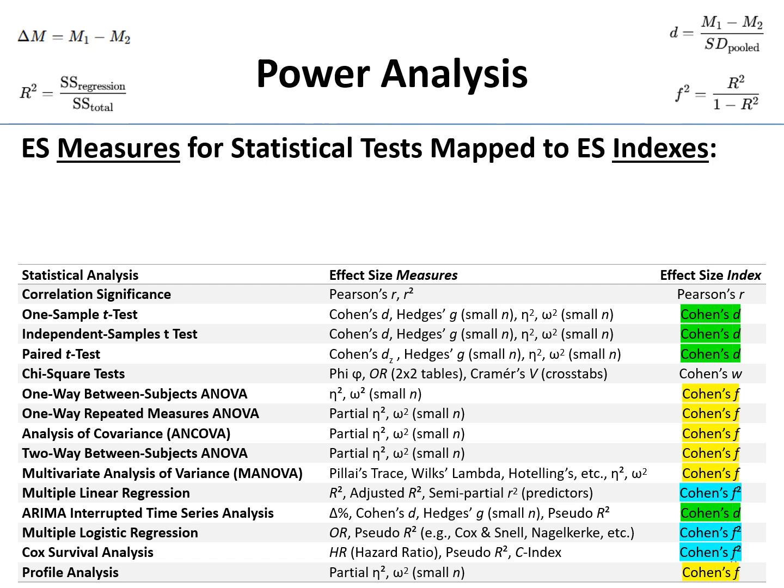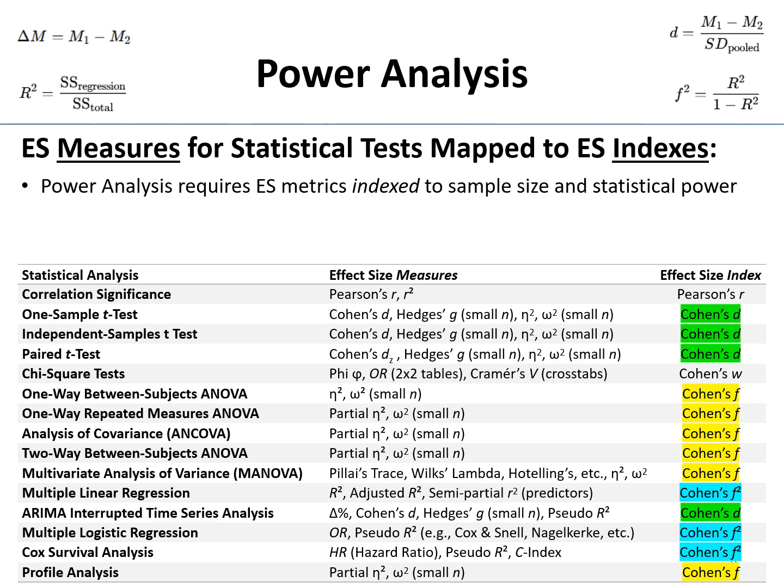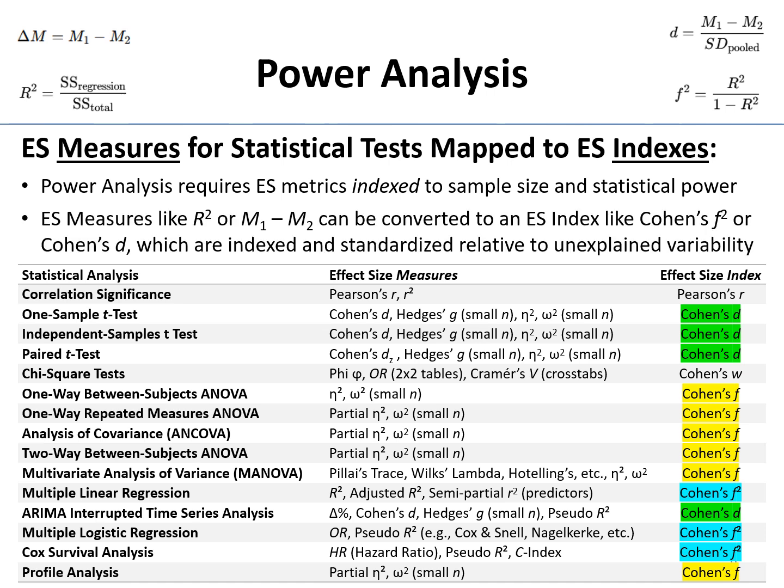In most cases, the effect size measure can be converted to the effect size index, or elements of the effect size, like the means and standard deviations, can be used to calculate an effect size index. Power analysis requires that the effect size metrics that are used be indexed to both sample size and statistical power, so they can do fancy formulas with them. Otherwise, they're not able to do that.